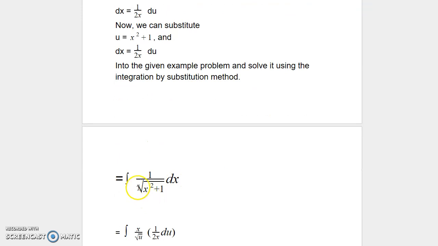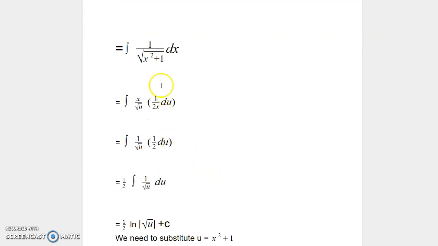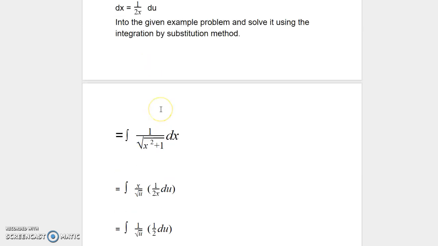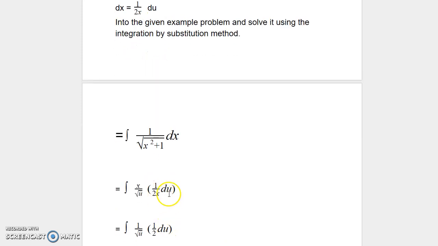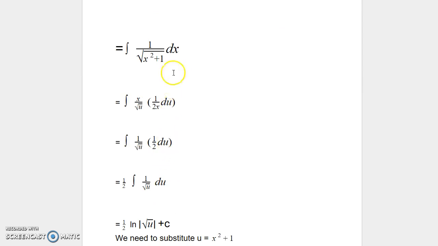So our example problem is the integral of x over square root of x squared plus 1 dx, right? Now wherever we see x squared plus 1, we're going to replace it by u. So since x squared plus 1 is under the radical term, we're going to put a radical term over u as shown here. x divided by square root of u, and then dx we said we're going to write as 1 over 2x du. So that's what we did here, 1 over 2x du. And therefore now we're going to simplify it.